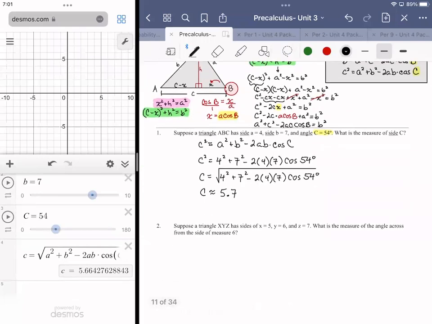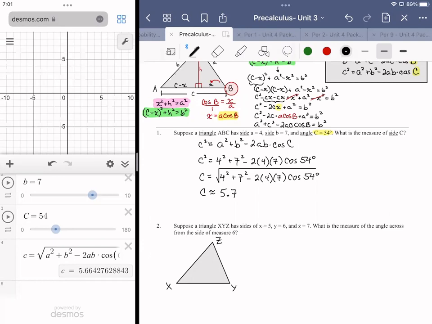All right. Now, number 2 says, suppose a triangle XYZ has the sides of 5, 6, and 7. What's the measure of the angle across from the side of measure 6? So it's like right into the fire. We're doing everything with a, b, and c. Now all of a sudden it's x, y, and z. Well, it's really not that bad because they say x, I say a. They say y, I say b. They say z, I say c.